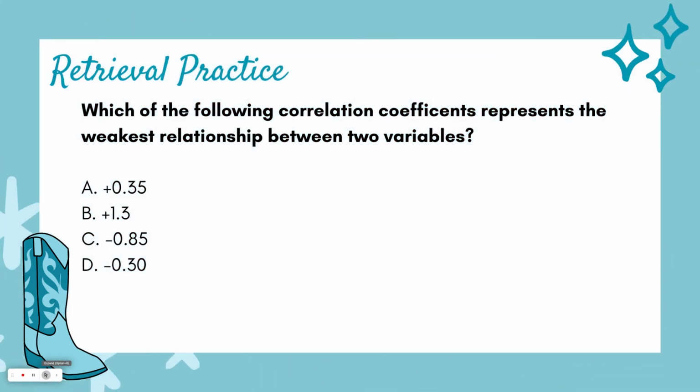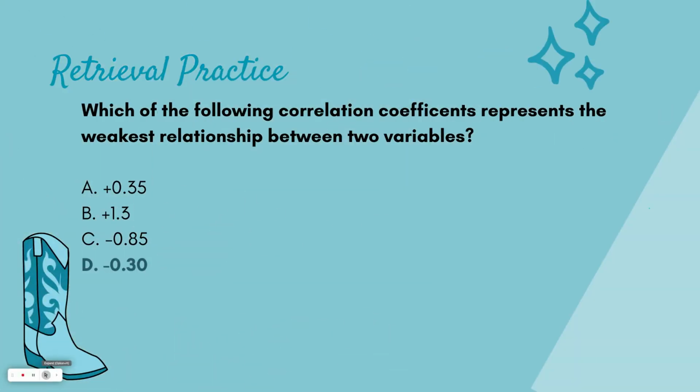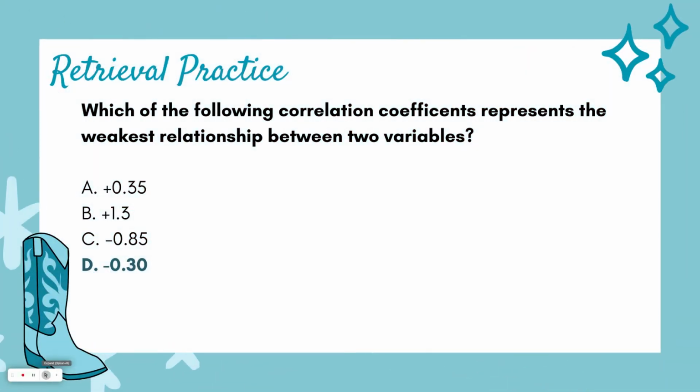Next, of these answer choices, which of the following correlation coefficients represents the weakest relationship between two variables? Go ahead and respond. The correct answer is D, negative 0.30. Remember, we want to get closest to 1, whether that's positive 1 or negative 1. And letter B, 1.3, isn't correlated at all because it will always be no higher than 1.